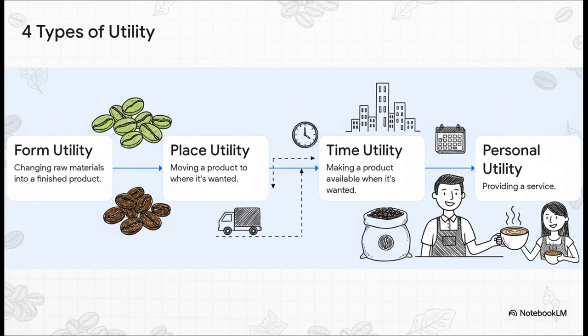Let's go back to our coffee. When you take those raw, green coffee beans and roast them, bam, that's form utility. Moving those roasted beans to your local cafe so you can buy them, that's place utility. Storing them so they're ready and waiting for you exactly when you want your caffeine fix, that's time utility. And that last step, the barista who actually makes your perfect latte, well, that service is personal utility. See, all 4 of those steps are part of production.